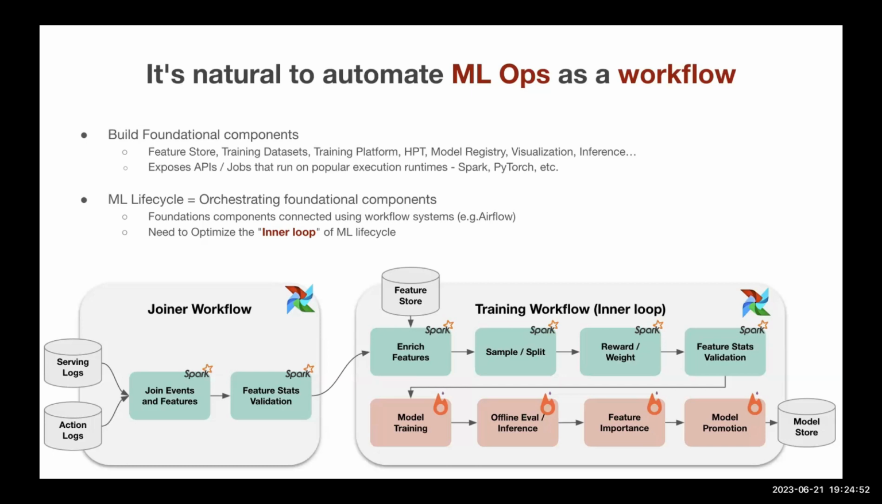And then, okay, I enriched my data set with a few features. I'm going to run some new sampling strategies. I'm going to run some new split strategies. And then you apply some reward algorithms to assign weights. And then you understand the feature stats. Then you got to train. You got to evaluate, run some feature importance analysis, and then you promote the model to some model store. Right? And that part is the inner loop, and that part is what we're interested in optimizing, right?